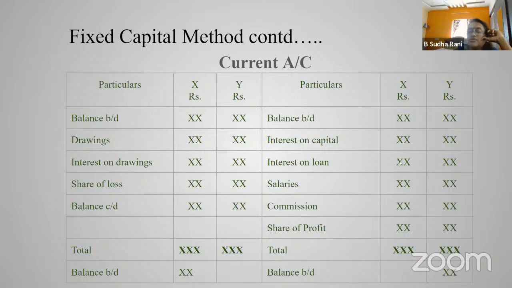But only for those partners who have given the loan, not both of them. All the transactions which increase the balance of the partner's capital account will be taken on the credit side, and all the transactions which decrease the balance of the partner's capital account will be taken on the debit side. That is drawings, interest on drawings. If instead of profit they made a loss, the loss goes on this side. The difference is the balance carried down.